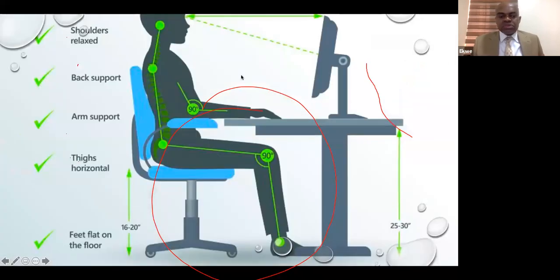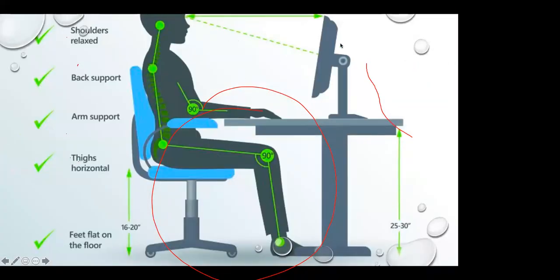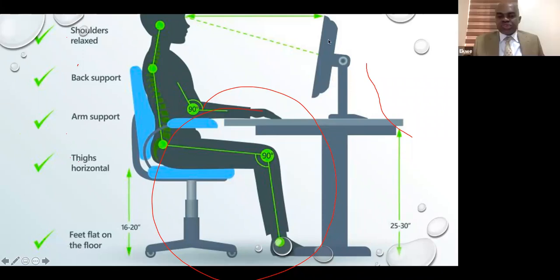So this is what it looks like. Your screen shouldn't be so low that you are having to strain your neck. So your screen can be raised a bit so that you can look at it without having to strain your neck. Shoulders are relaxed. He has a proper back support. The arms are supported. If your arms are hanging free, they tend to pull your shoulders and your neck down and strain your neck muscles. So the hands are supported. The thighs are horizontal and the feet are on the floor. So this is good.